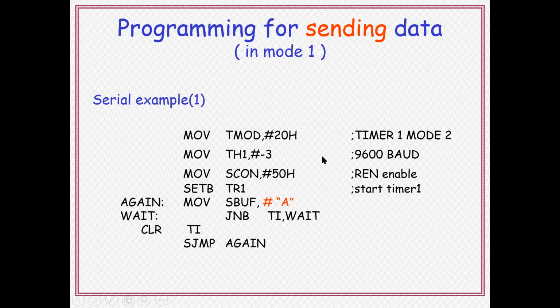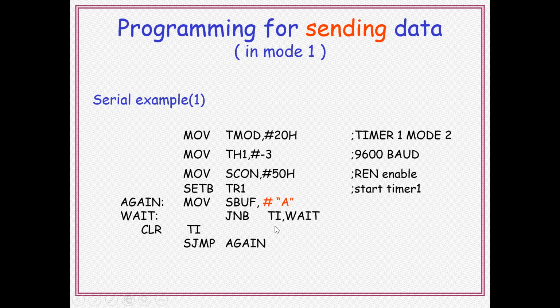And the program for receiving. Here also it is the same. First TMOD is initialized with 20H. That indicates that timer 1 mode 2 is enabled, and the value loaded into TH1 is -3. 9600 baud rate is enabled. And MOV SCON, #50H indicates that mode 1 is selected and the receiver is enabled. And SETB TR1 indicates start timer. Start timer generates the 9600 baud rate. Okay, the transmission rate is enabled.